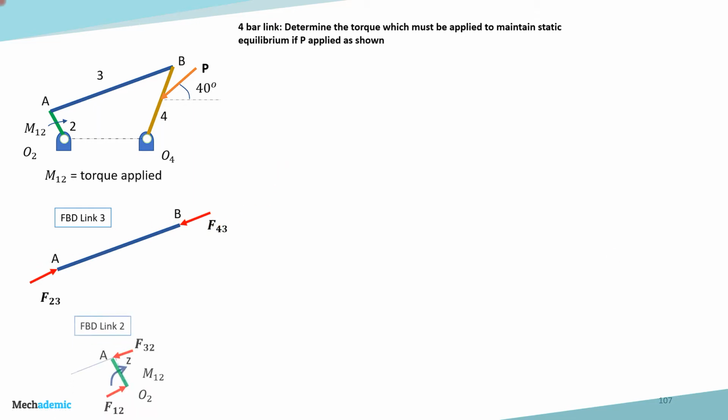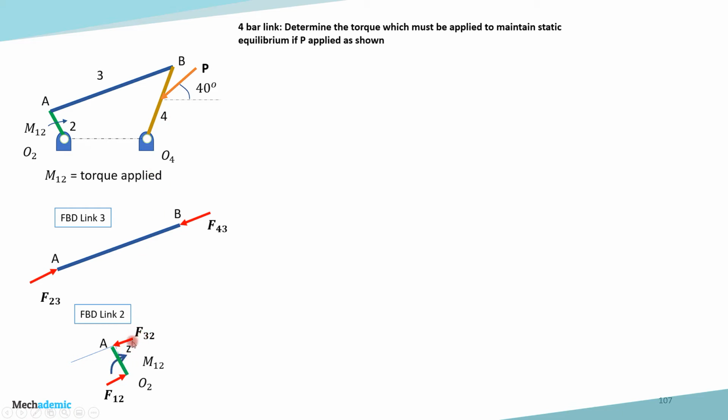Then let's have a look at the free body diagram of link 2. Link 2 is a 2 force plus external moment member. So it is not a purely 2 force member. It also has an external moment, which is the torque M12. This torque M12 will act against the impending motion caused by force P, so it will be in a counterclockwise direction.